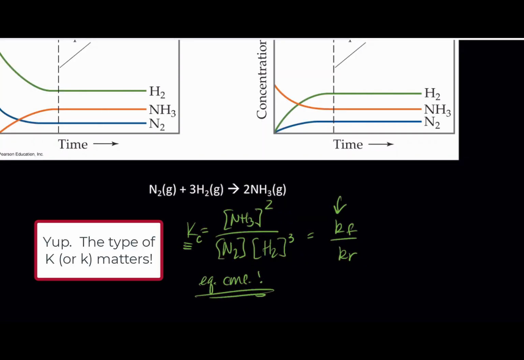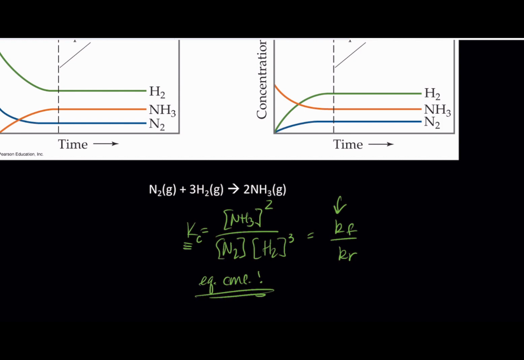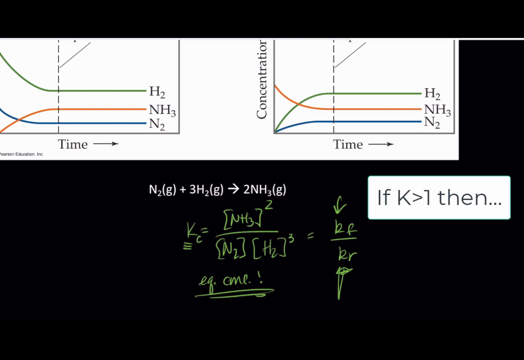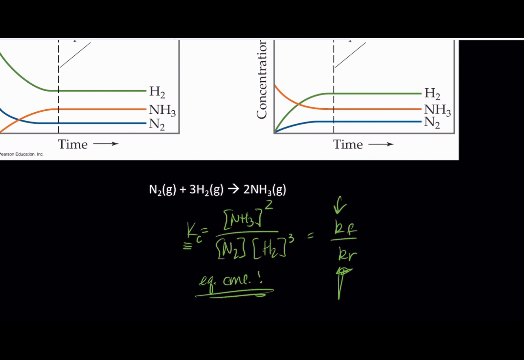What that means, though, is that we can glean a little bit of rate-based information. This says that if we have a K that is large, being greater than 1, if capital K is greater than 1, that means the rate constant for my forward reaction must be bigger than the rate constant for my reverse reaction. Does that make sense? That's how that all wraps up. If K, the equilibrium constant, is greater than 1, then the rate constant for the forward must be greater than the rate constant for the reverse.